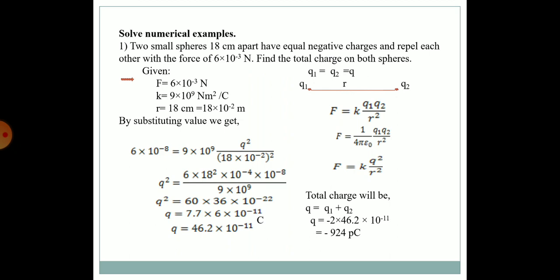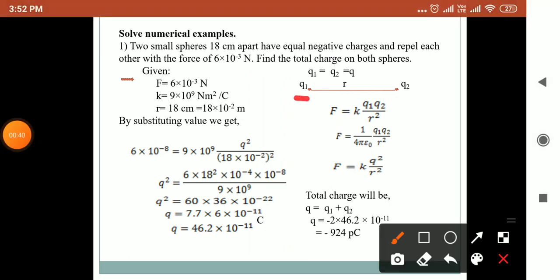Find the total charge on both spheres. Now here they have given two charges. Suppose that the charges are Q1 and Q2. Both are equal, so we can put any one single Q instead of Q1 and Q2. Both are negatively charged, so they are repelling each other.